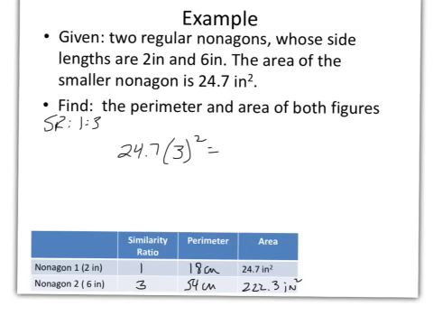So these ratios between the perimeters and the areas are really nice to note. Now, if we look at 18 and 54, the ratio between them should be 3 to 1, right? So the smaller times 3 should equal the bigger, and 18 times 3 does equal 54. So we know that we've got everything all right with that.